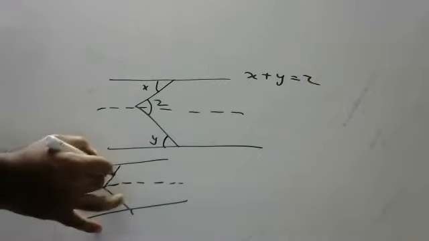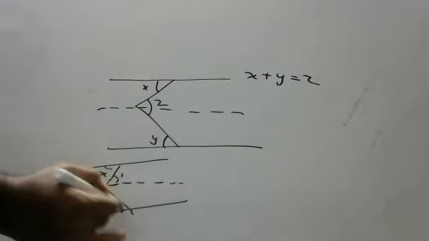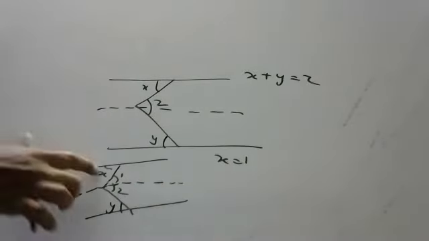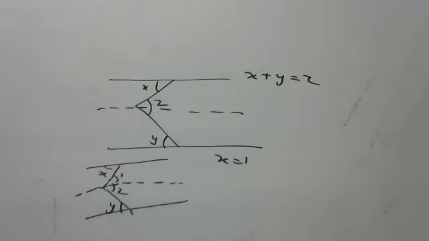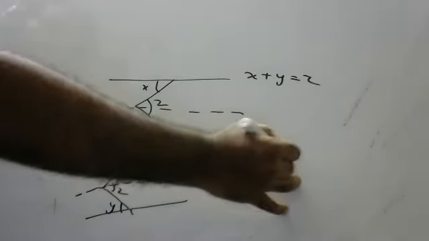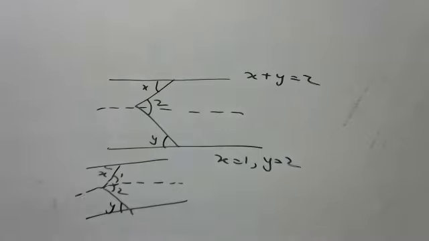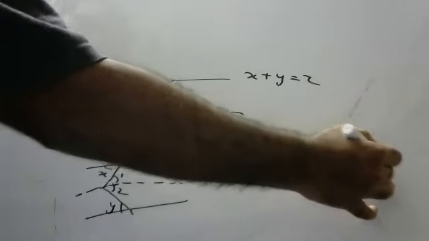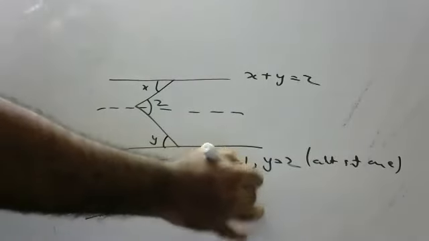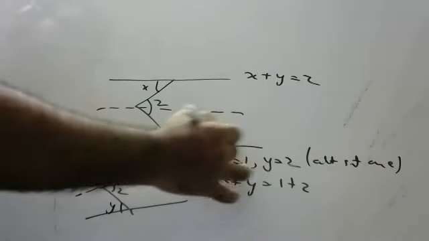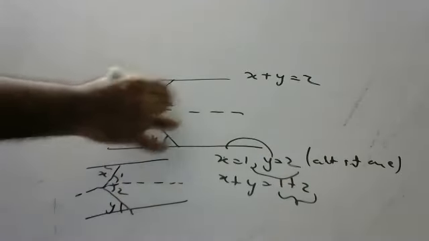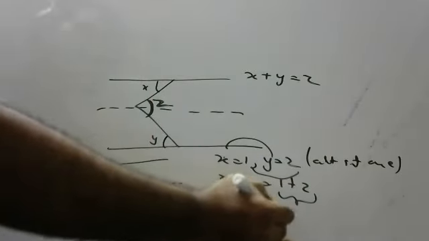If this is X, this is 1. If this is Y, this is 2. Children, X is equal to 1. Why? Alternate angles are equal. Y is equal to 2. Alternate interior angles are equal. Now, X plus Y is equal to 1 plus 2. What is 1 plus 2, children? Anyone? Z.